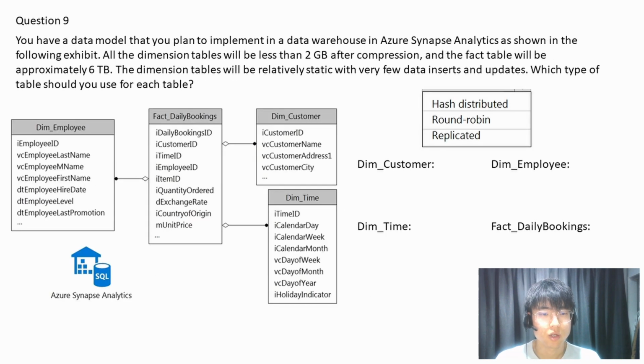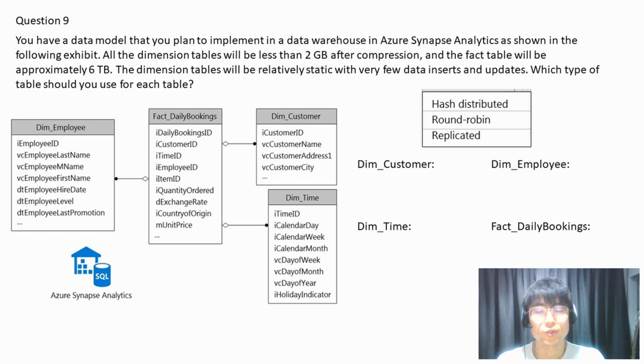Question 9. You have a data model that you plan to implement in a data warehouse in Azure Synapse Analytics as shown in the following exhibit. All the dimension tables will be less than 2 GB after compression, and the fact table will be approximately 6 TB. The dimension tables will be relatively static with very few data inserts and updates. Which type of table should you use for each table? And we're given 1 fact table and 3 dimension tables.